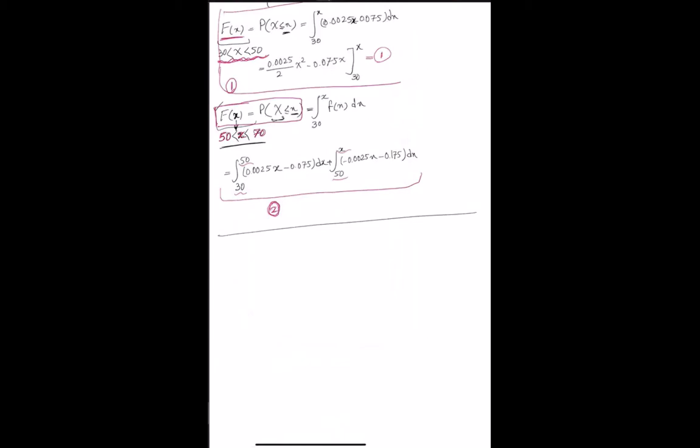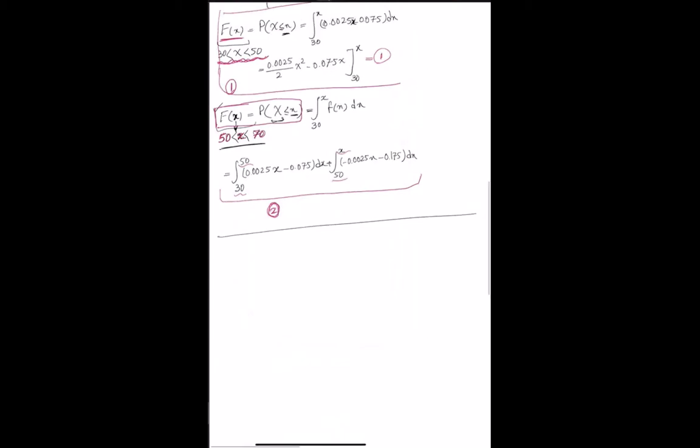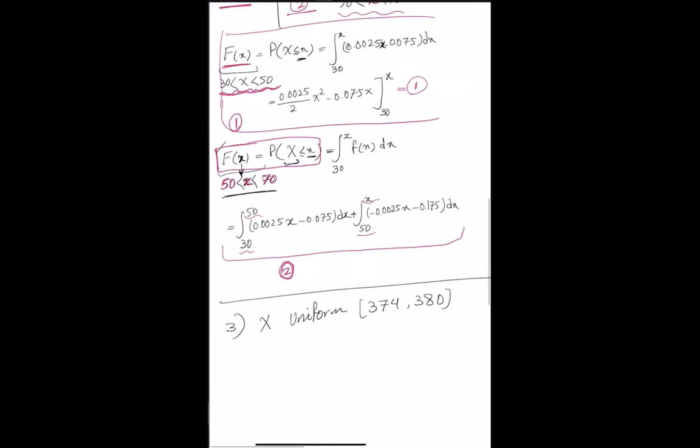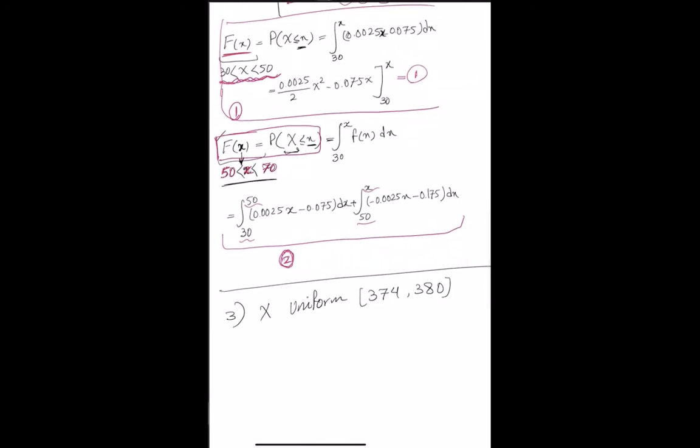Okay. Let's go to question 3. The volume of a shampoo filled into a container is uniformly distributed between 374 and 380. So this random variable x shows the volume of the shampoo container and is uniformly distributed between 374 and 380. What are the mean and standard deviation of the volume of shampoo?